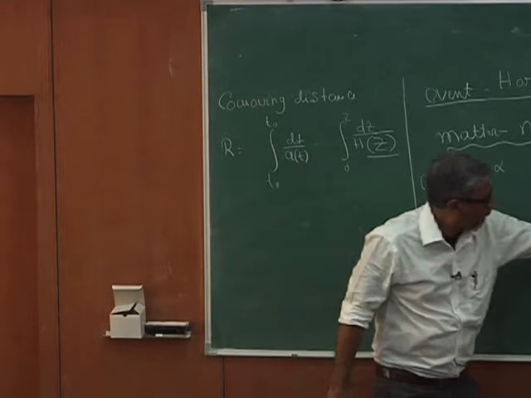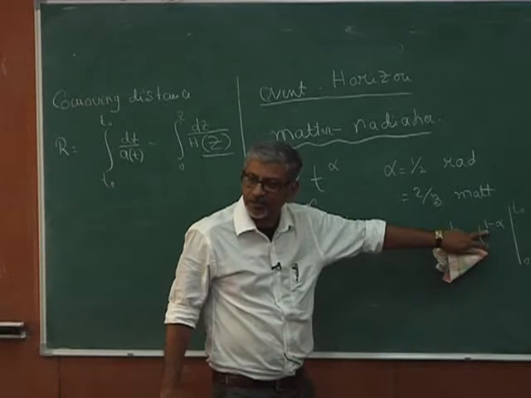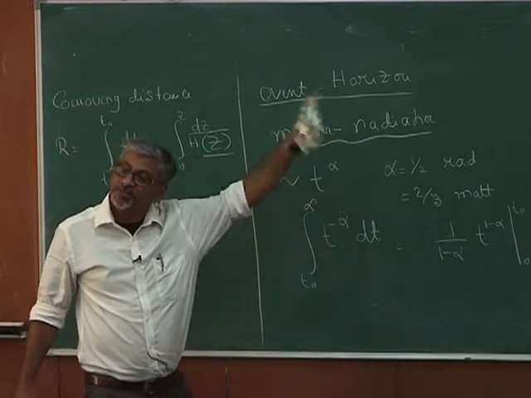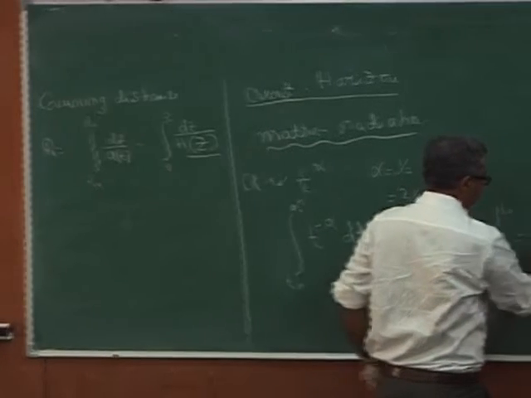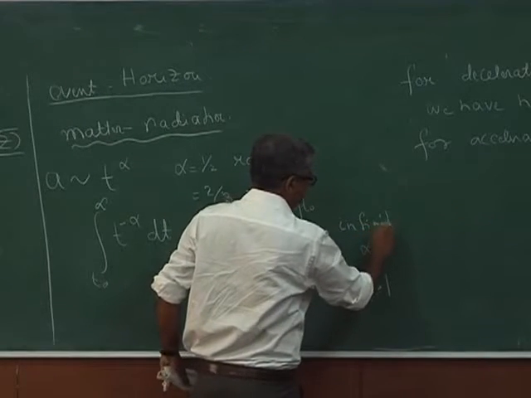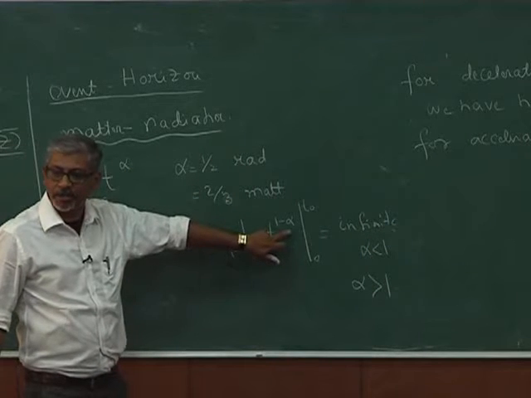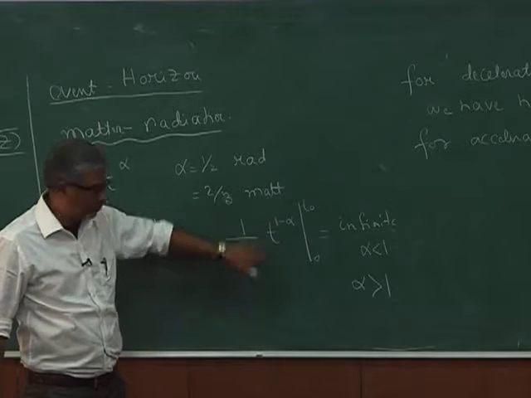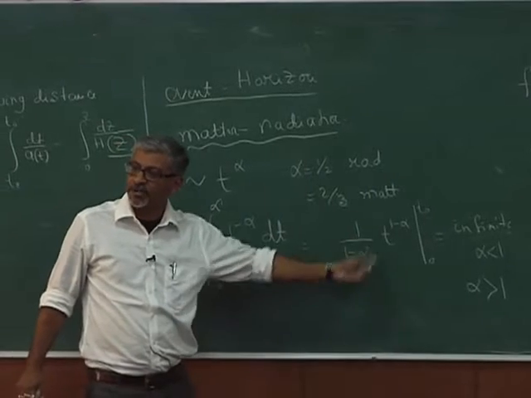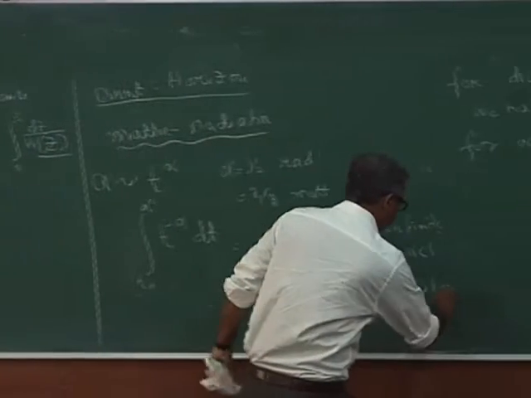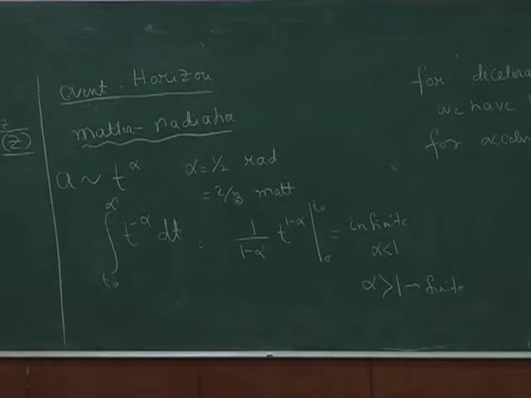Now if alpha is less than 1, then this is t to the power positive number. At infinity this becomes infinity. Fine. So this becomes infinite for alpha less than 1. But if alpha is greater than 1, this is negative 1 by t something. At infinity that portion goes to 0, so I get a finite value. Fine. So this is finite for alpha greater than 1. So this is opposite to there.